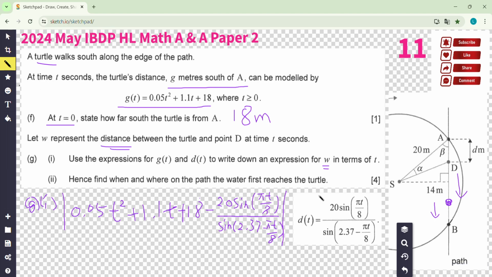Okay, part 2. Hence find when and where on the path the water first reaches the turtle. First, it means that this becomes 0. Do you think you can solve it algebraically? No, so it's a graphing game. You need to use your calculator to graph y equals GT and also y equals DT to see where the two graphs first overlap, starting from t equals 0. Try to graph it. It takes some time. It's 4 marks, you see.